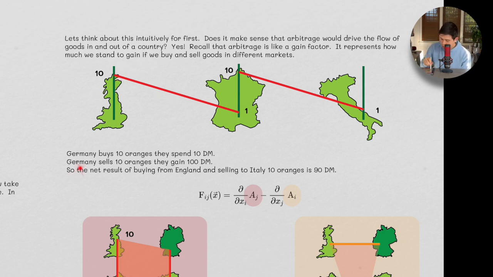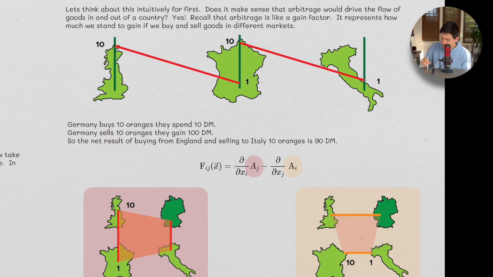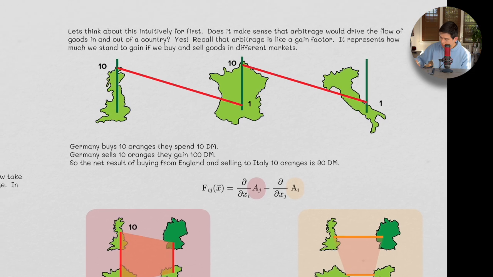And so Germany, and let's see if we look at this, Germany sells 10 oranges, they gain 100 Deutschmarks. So they're selling here, if it's 10 oranges, it's going to be 10 times 10. That's where that 100 comes from. Okay, so Germany, I should be a little bit more clear here.